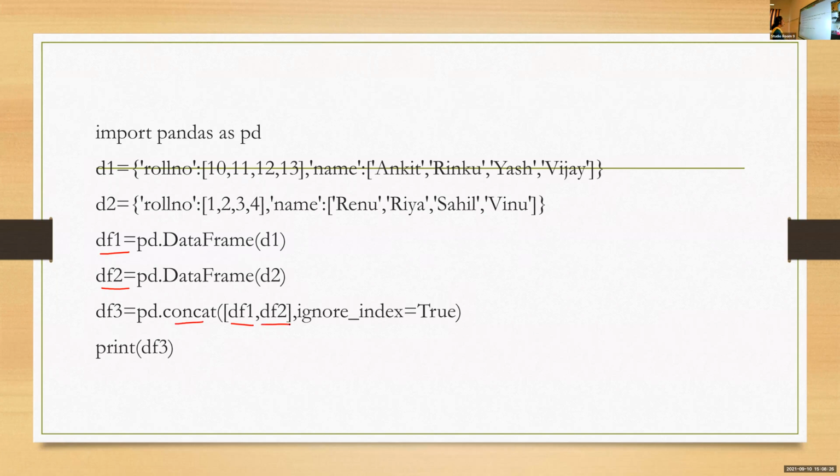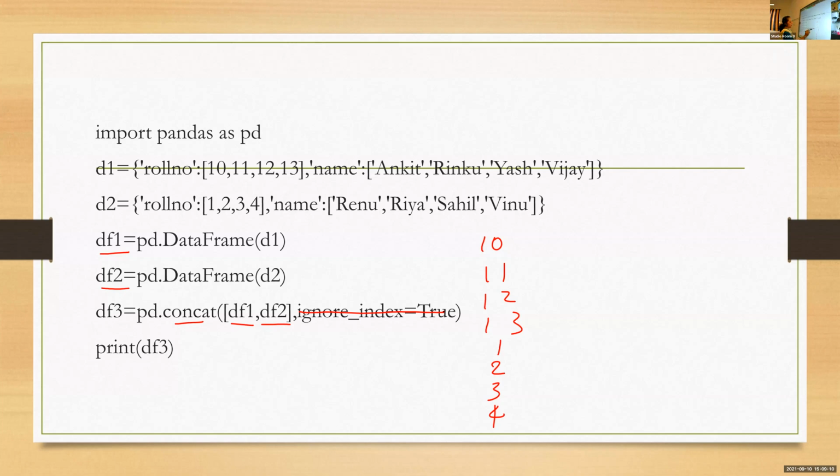Now the result is the content of df1, which is 10, 11, 12, 13, and the content of df2, which is 1, 2, 3, 4. So after using the concat function, without ignore_index equal to true, concat of df1 comma df2 will display 10, 11, 12, 13, 1, 2, 3, 4. After that, the corresponding values: for 10 the value is Ankit, then Rinku, Yash, Vijay. After that, Renu, Riya, Sahil, and Vinu. It will appear just like this.